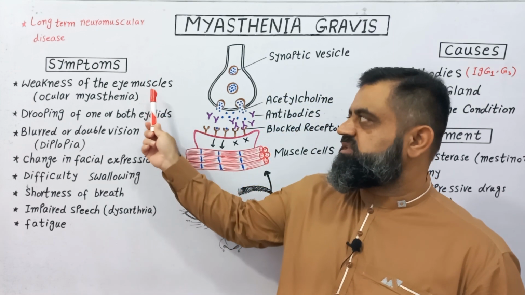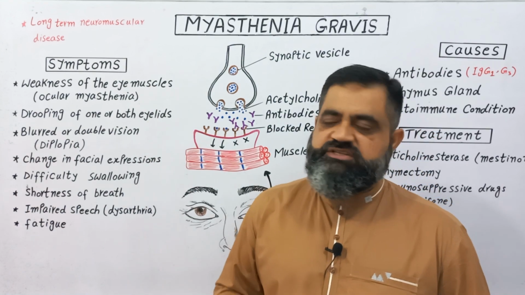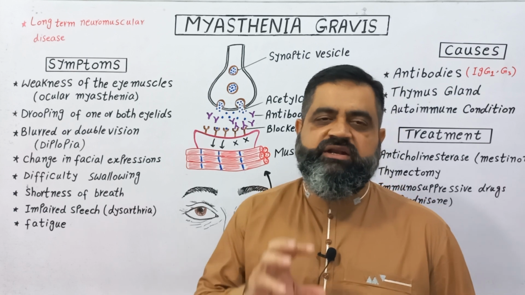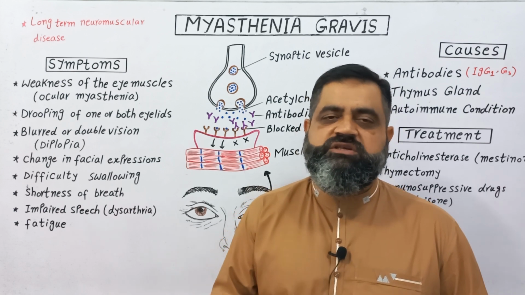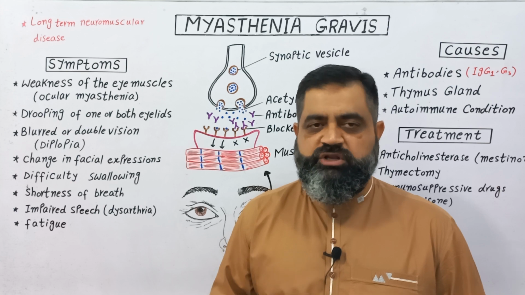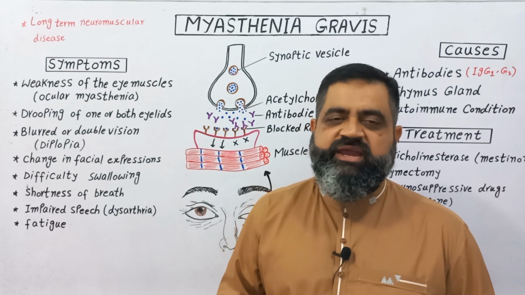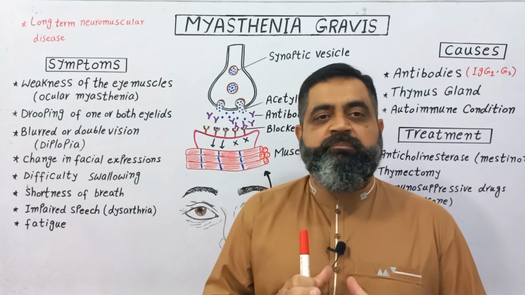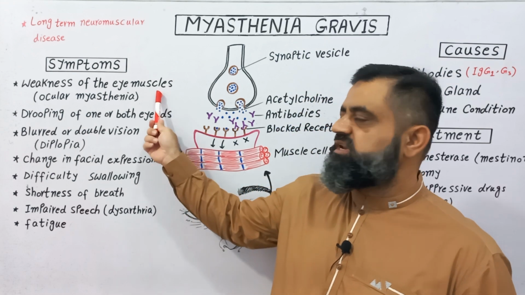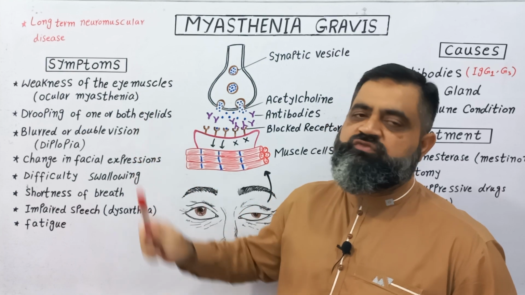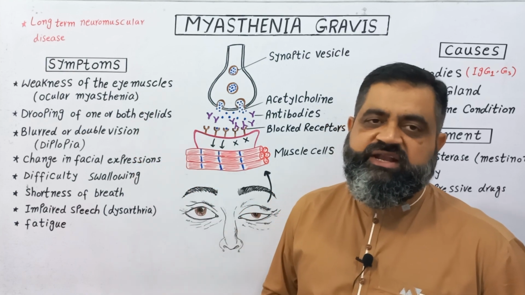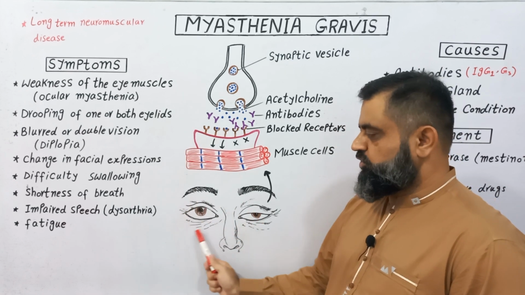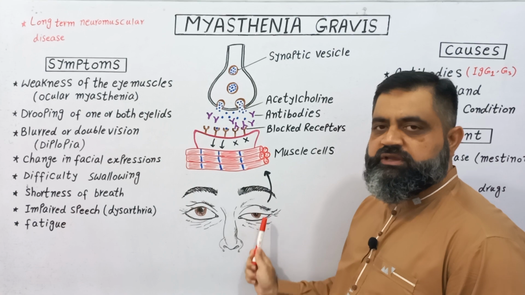First of all, we are going to discuss some symptoms which can be used to diagnose Myasthenia gravis. The major symptom is the weakness of eye muscles, which is known as ocular myasthenia. Due to that condition, muscles of the eyes or face or any part of the body become very weak, and they are unable to contract completely. Due to the weakness of the eye muscles, drooping of one or both eyelids can take place, as you can see in this diagram. This eye is normal, but this one has drooping of the eyelid.